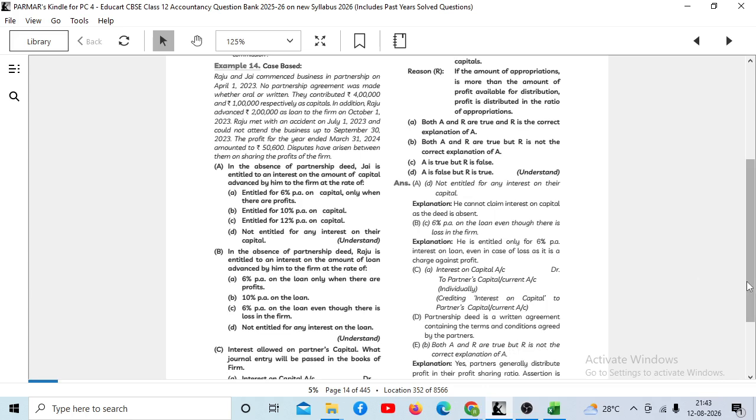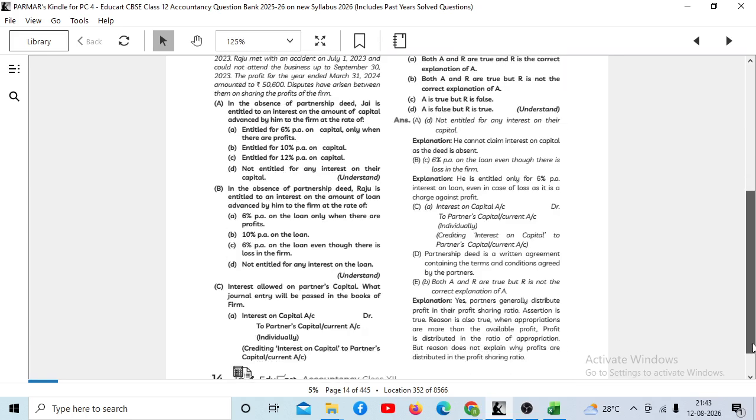See, they had given the explanation also. Yes, generally partners distribute profit in their profit sharing ratio. Then next point, assertion is true, reason is also true. When appropriations are more than the available profit, then profit is distributed in the ratio of appropriation. But reason does not explain why profits are distributed in the profit sharing ratio. So clear, these two questions are clear.